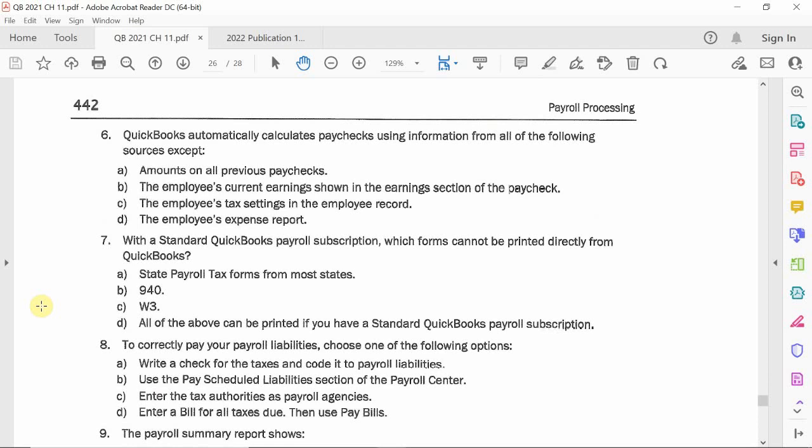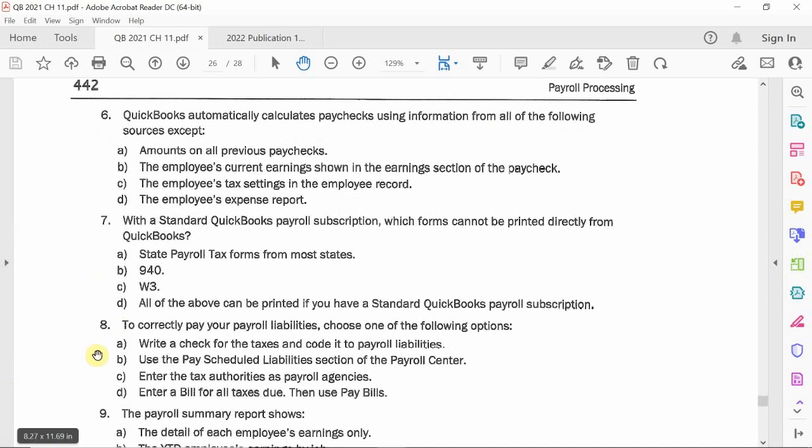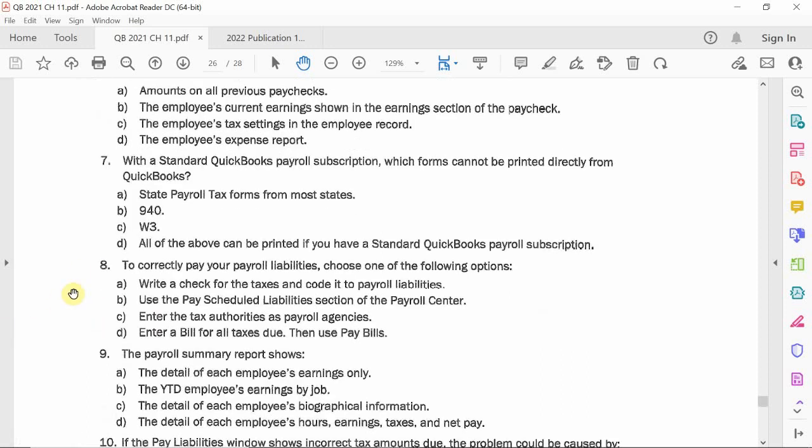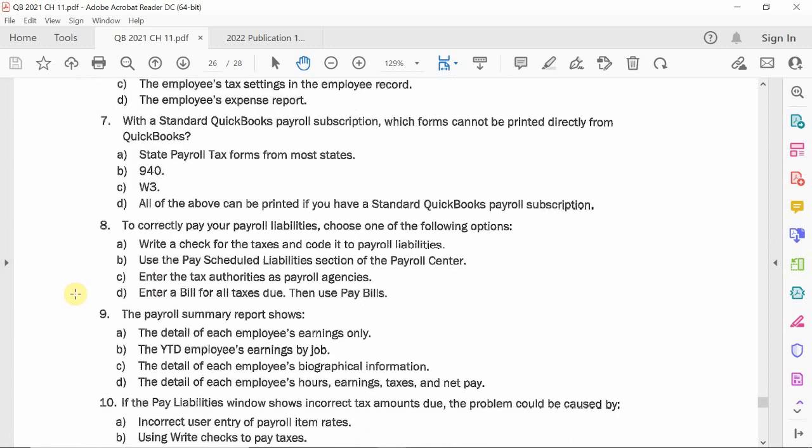So in this case, the state forms are not going to be there. But anything federal, usually you can obtain it from QuickBooks. But again, why do that when you can go to irs.gov and do it that way too? Okay? Number 8, to correctly pay your payroll liabilities, choose one of the following options.